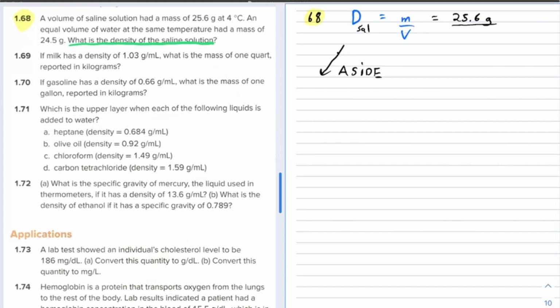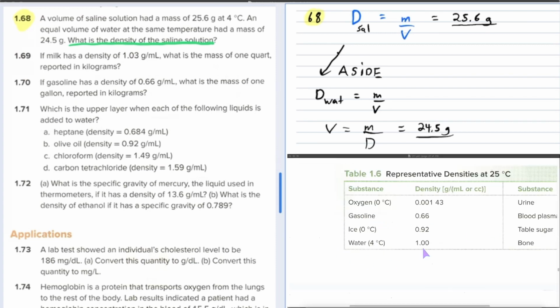So aside, the density of water is going to be equal to the mass of the water divided by the volume of the water. And we can solve this equation for volume. The volume of the water is equal to the mass of the water over its density. And now we can plug in mass and density. We know the mass of the water is 24.5 grams, and its density, using what's in the table again, is 1.00 grams per milliliter.